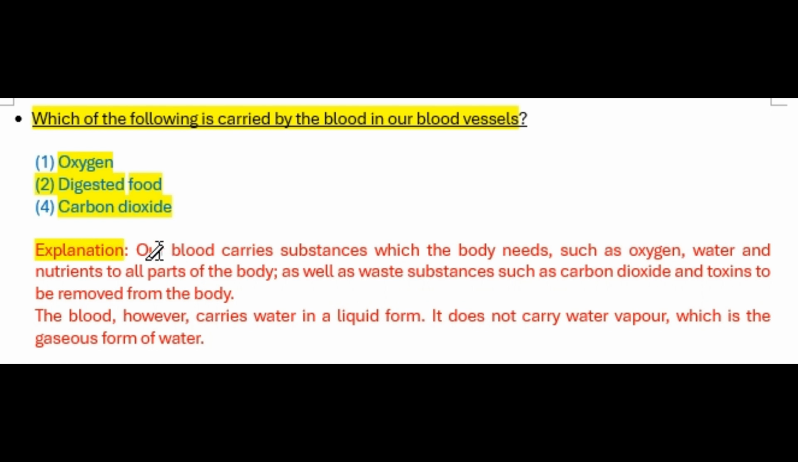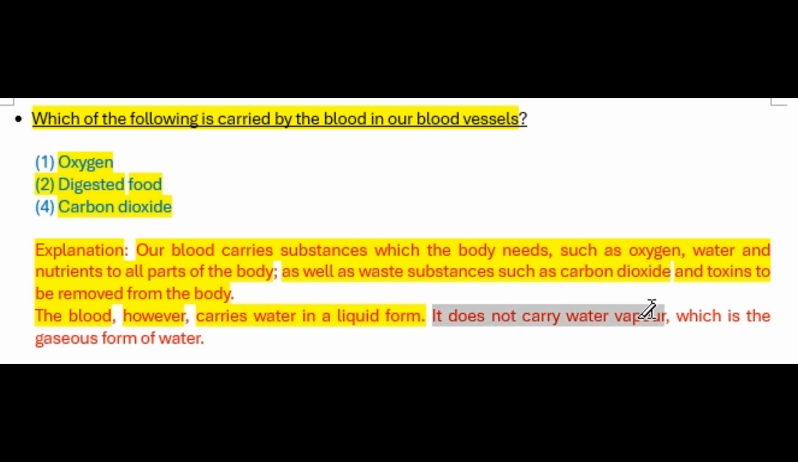Explanation: our blood carries substances which the body needs, such as oxygen, water, and nutrients, to all parts of the body, as well as waste substances, such as carbon dioxide and toxins to be removed from the body. The blood, however, carries water in a liquid form. It does not carry water vapor, which is the gaseous form of water.